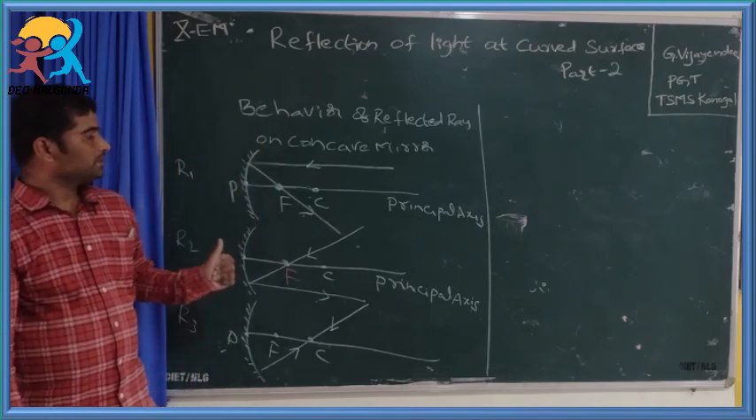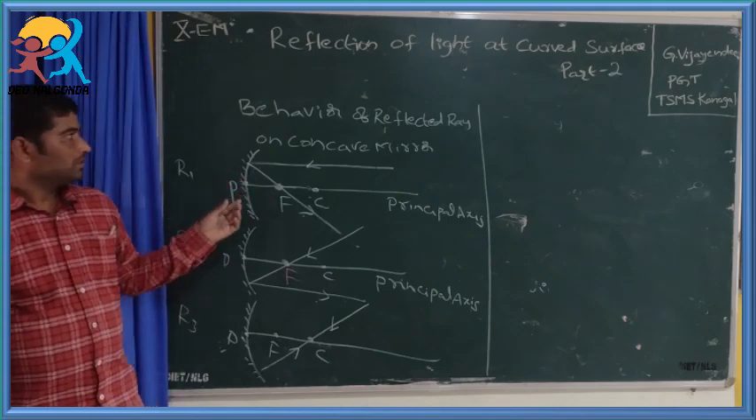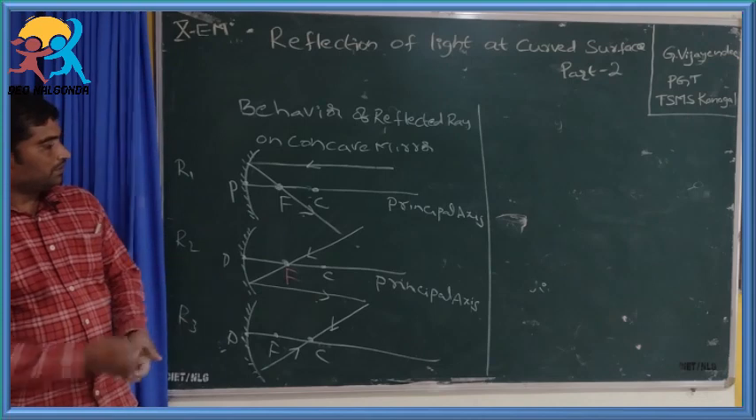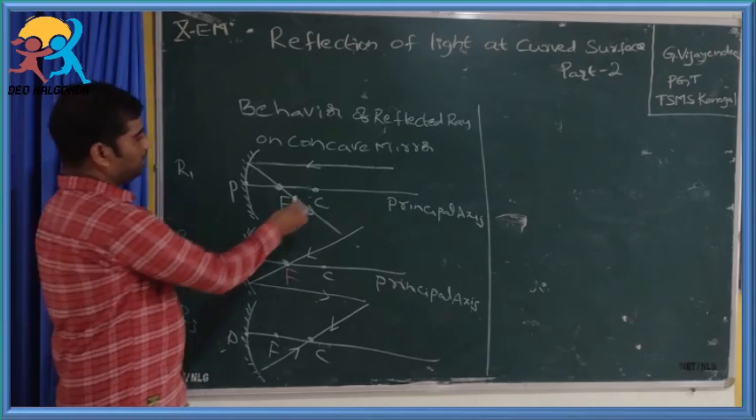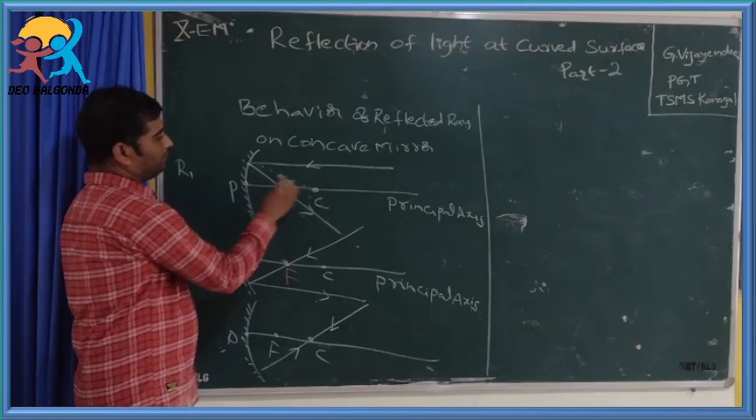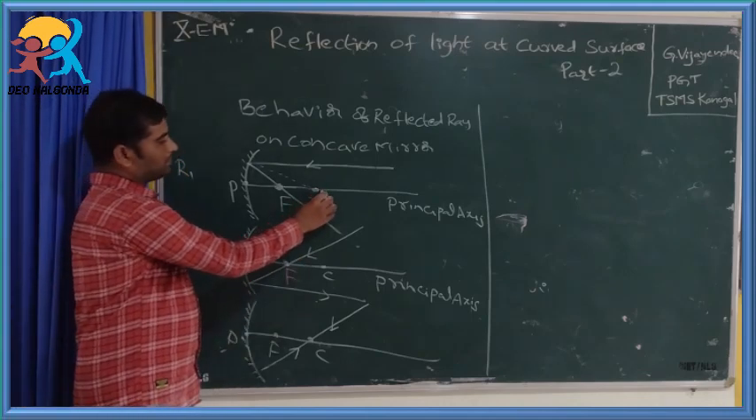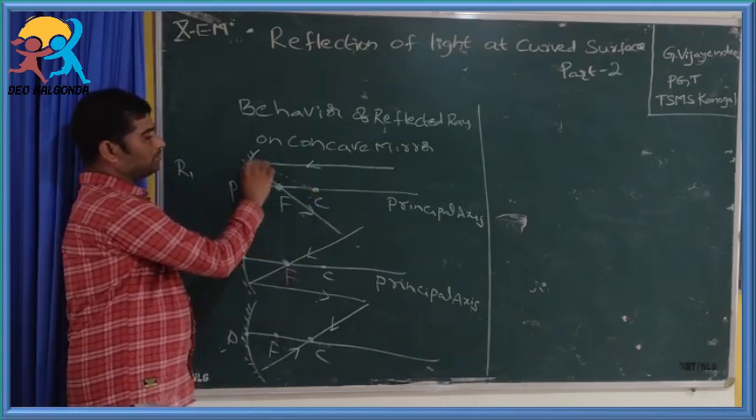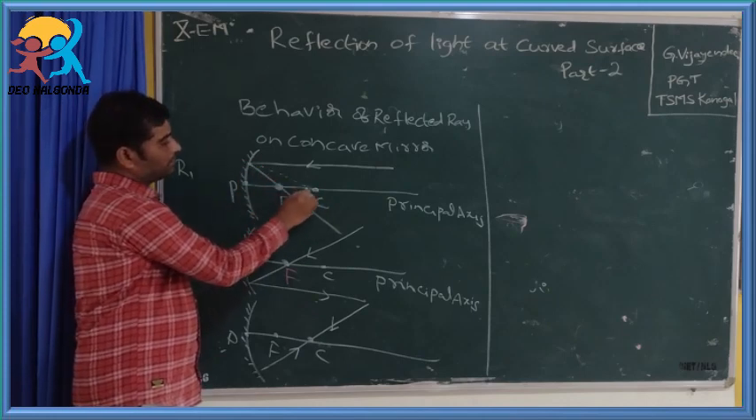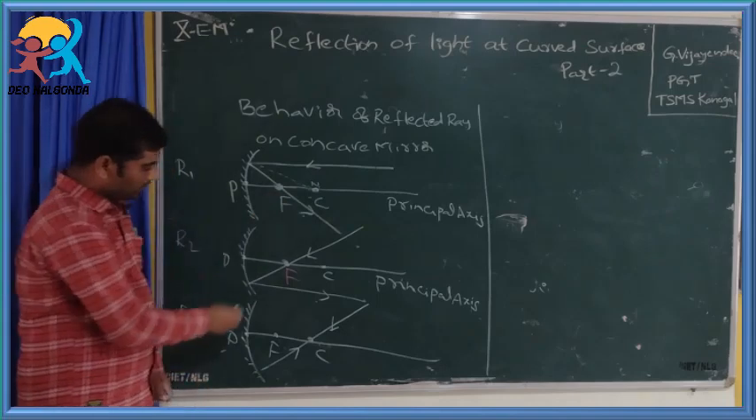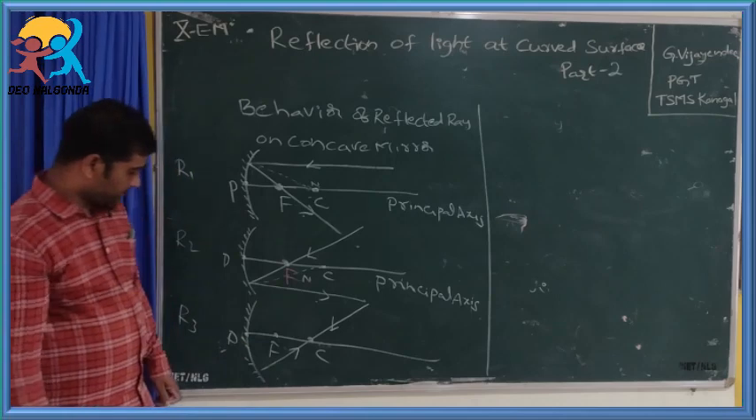For the behavior of the reflected rays on the concave mirror, we have these three rules. According to the three rules, the reflected ray behaves. All reflected rays follow the laws of reflection. That means the angle of incidence in every case is equal to the angle of reflection. Here also we should draw the normal. Normal means the line from the center of curvature to the point of incidence. This gives the normal n.